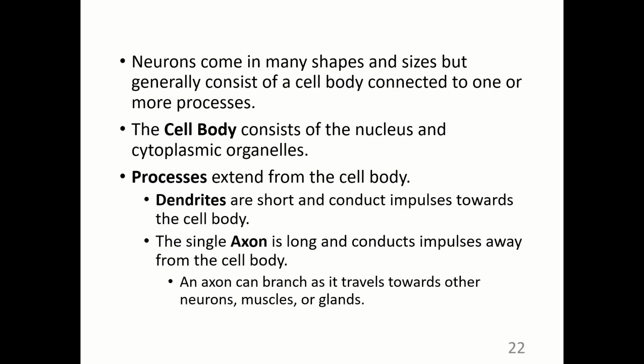Neurons come in many shapes and sizes, but generally consist of a cell body connected to one or more processes. The cell body consists of the nucleus and cytoplasmic organelles. Processes extend from the cell body. Processes include dendrites and axons. Dendrites are short and conduct impulses towards the cell body. The single axon is long and conducts impulses away from the cell body. An axon can branch as it travels towards other neurons, muscles, or glands.